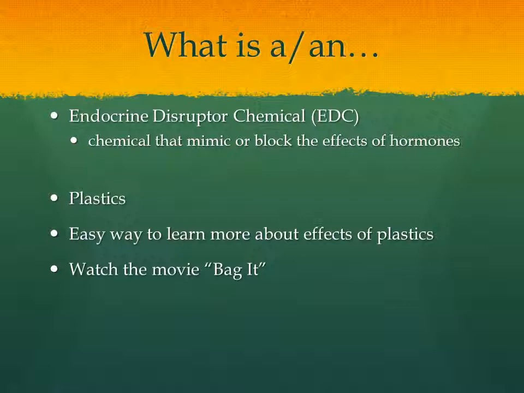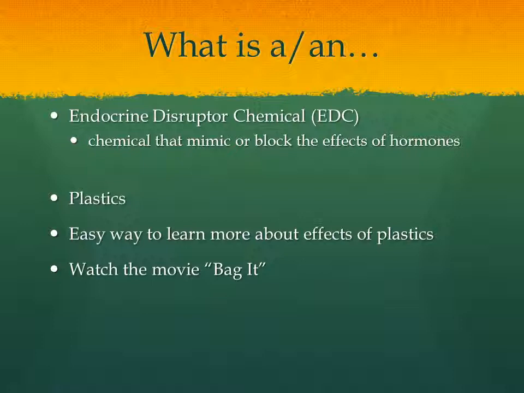An endocrine disruptor is a chemical that mimics or blocks the effects of hormones. An example of this is birth control. Another example is air pollutants, heavy metals including mercury and lead, cigarette smoke, and fossil fuels. In this presentation, the focus is on the effects of plastics. An easy way to learn more about the effects of plastics is to watch the movie Bag It.